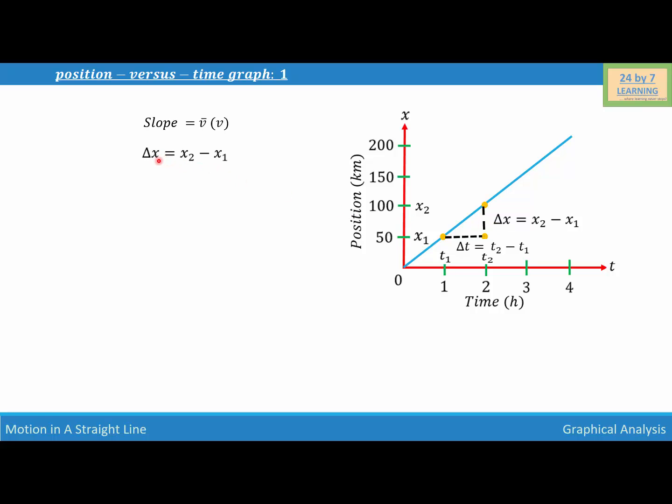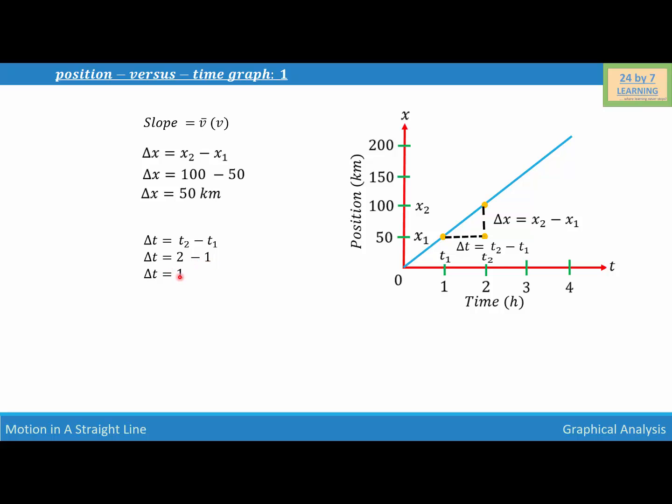We know that delta x is equal to x2 minus x1, and we can see that x1 is 50 and x2 is 100. So let's substitute that value, and we will write delta x is equal to 100 minus 50, and 100 minus 50 is 50. So change in position is basically 50 kilometers. At the same time, we will find the change in time, which is delta t is equal to t2 minus t1, and as we can see, t1 is 1 hour and t2 is 2 hours. So delta t is equal to 2 minus 1, which is 1 hour.